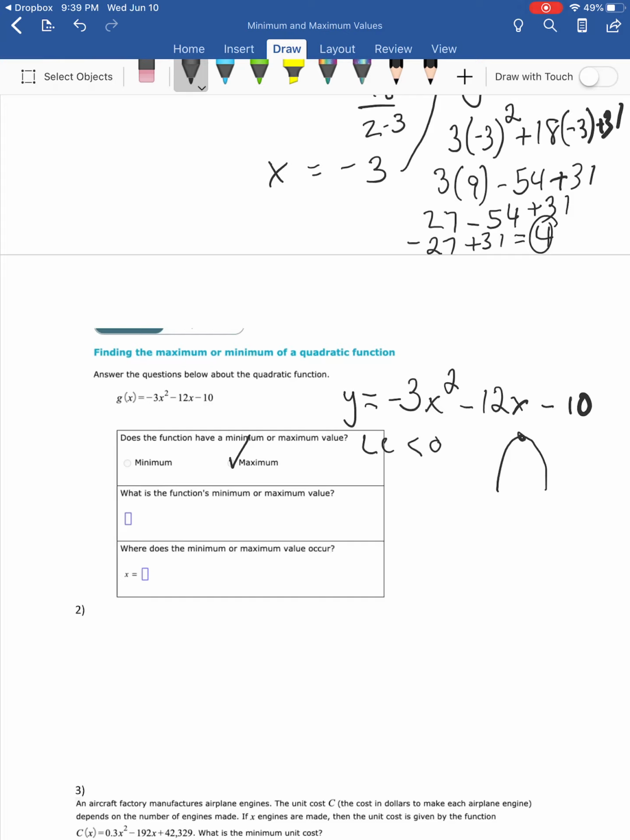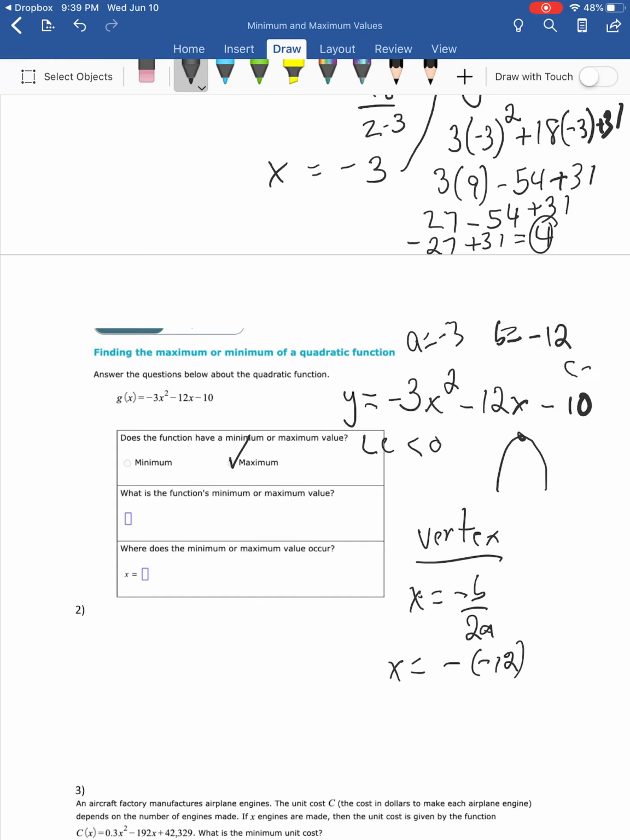Okay, now we need to get the vertex. So again, x equals negative b over 2a. So that's going to be negative 12. A is negative 3. B is negative 12. C is negative 10, over 2 times negative 3. So that's 12 over negative 6, which is negative 2.